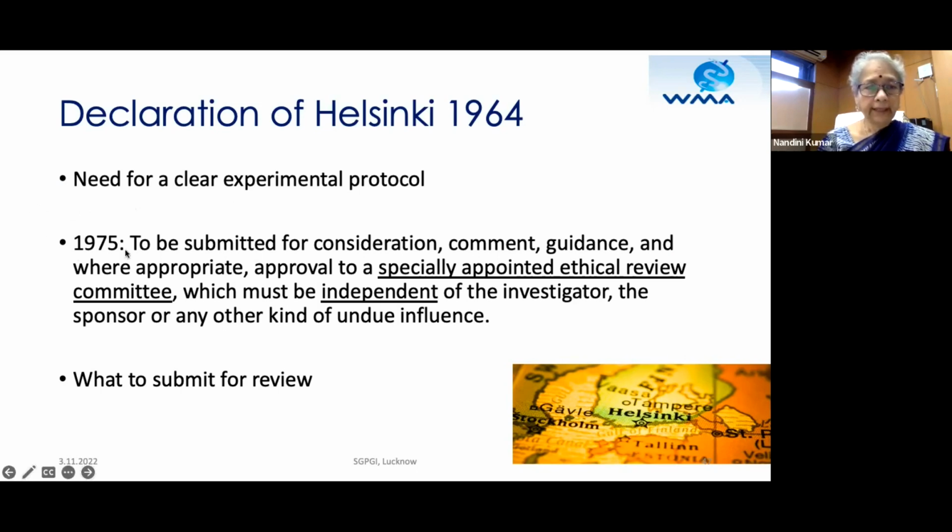So during the second one, they emphasized the need to have ethical review committees, which actually laid the ground. So you have the Nuremberg Code laying the importance on informed consent, and here the Declaration of Helsinki laying the importance of having an ethics review committee, which must be independent of the investigator, the sponsor, or any other kind of undue influence. So the proposals had to be submitted for review.